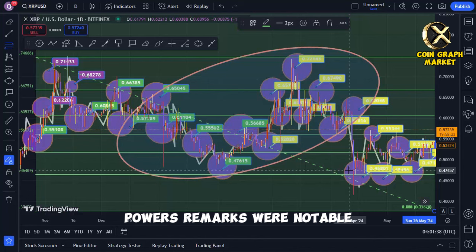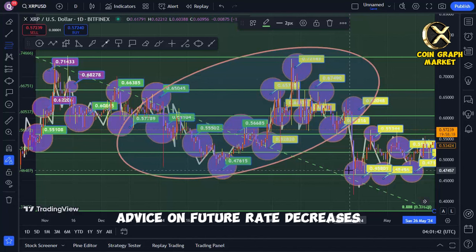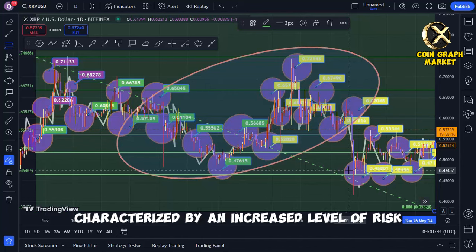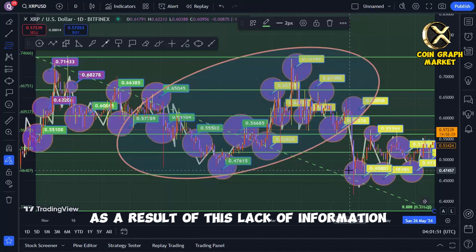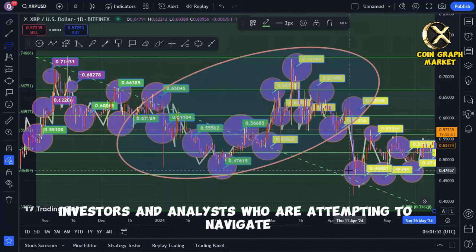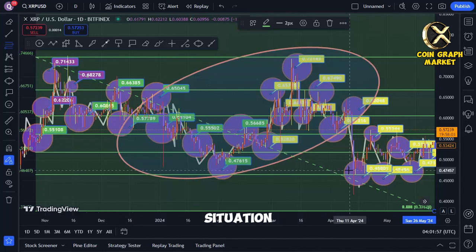Nevertheless, Chairman Powell's remarks were notable for the fact that they did not provide any clear advice on future rate decreases. As a result, the financial landscape is now characterized by an increased level of risk and uncertainty as we get closer to the year 2024. As a result of this lack of information, investors and analysts who are attempting to navigate through the approaching year have found themselves in a much more difficult situation.